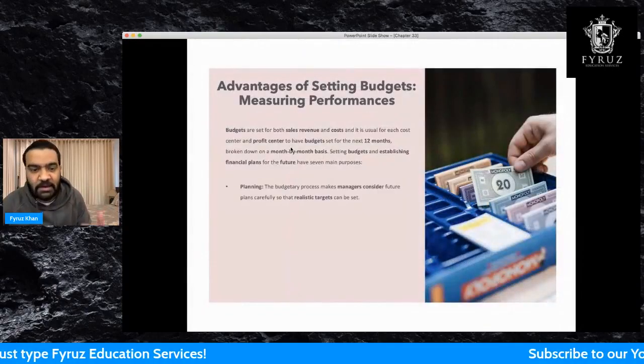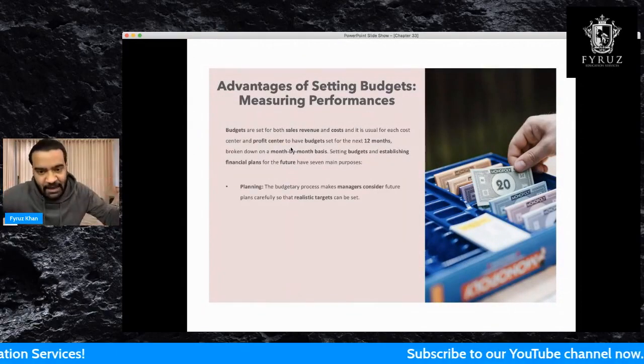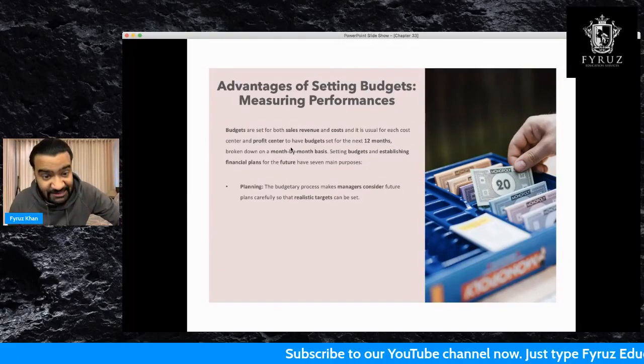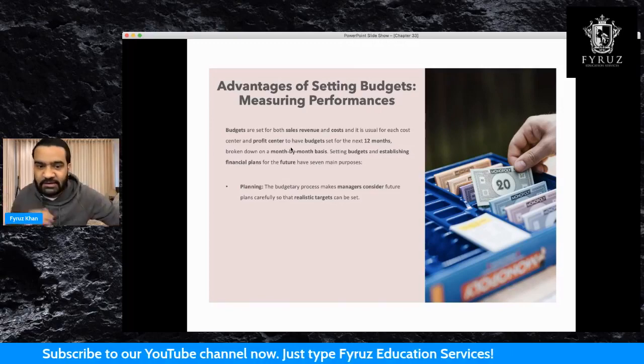So planning, it helps you to think about realistic targets. It helps you to be at reality. Okay.